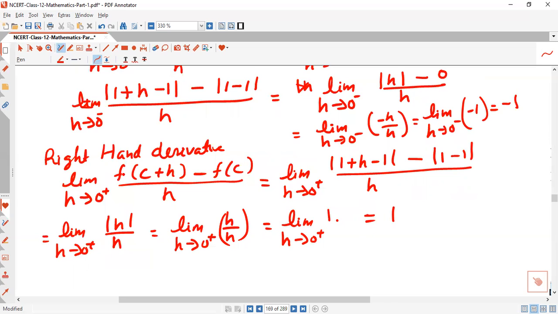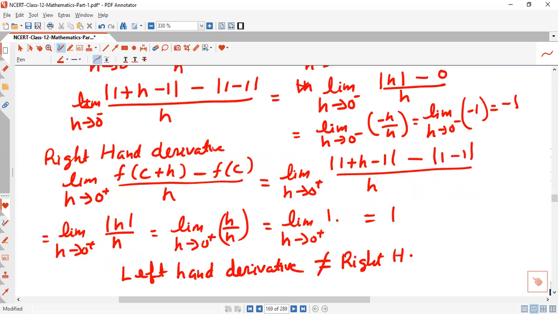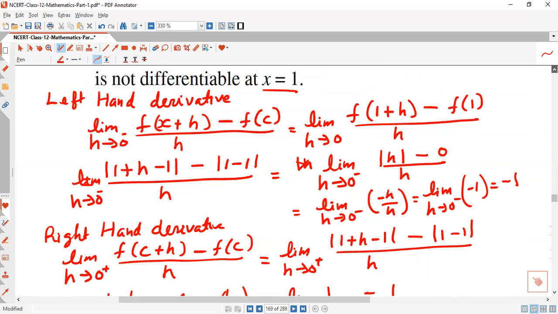So you see that the left hand derivative and the right hand derivative are not equal. The left hand derivative is not equal to the right hand derivative. That's why the function is not differentiable at x equal to 1.